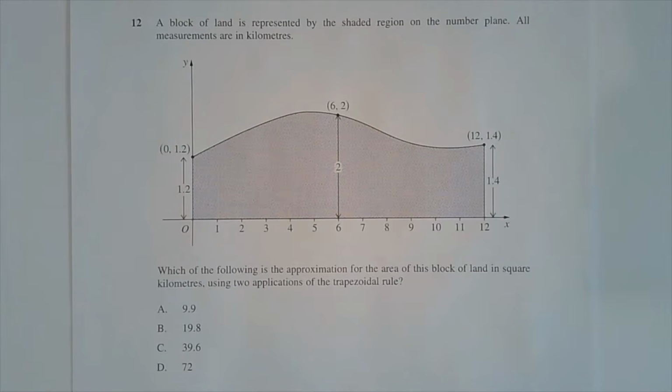Question 12. A block of land is represented by the shaded region on the number plane. All measurements are in kilometers. Which of the following is the approximation for the area of this block of land in square kilometers using 2 applications of the trapezoidal rule?